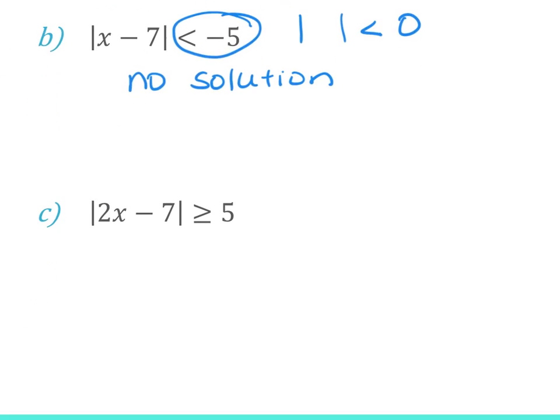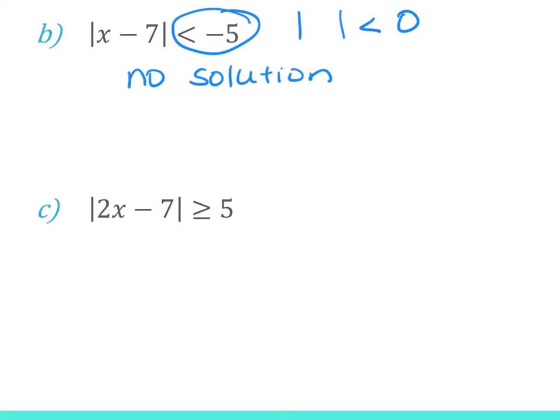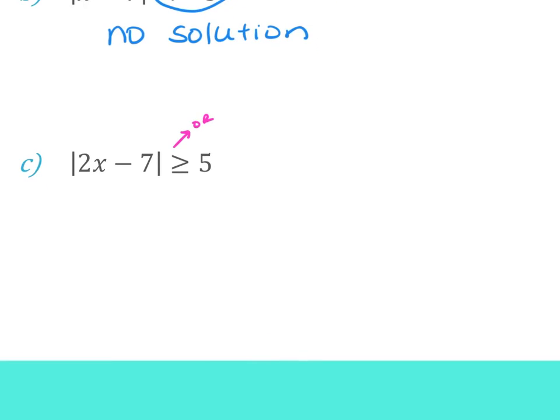Okay, last one is C on this slide. And it says absolute value of 2x minus 7 is greater than or equal to 5. Think about how I just said that. Greater than or equal to means it's an or statement. So I almost do the same thing. I take the -5, I put it on the left, I keep the sign going in the same direction, but I have to make two statements.